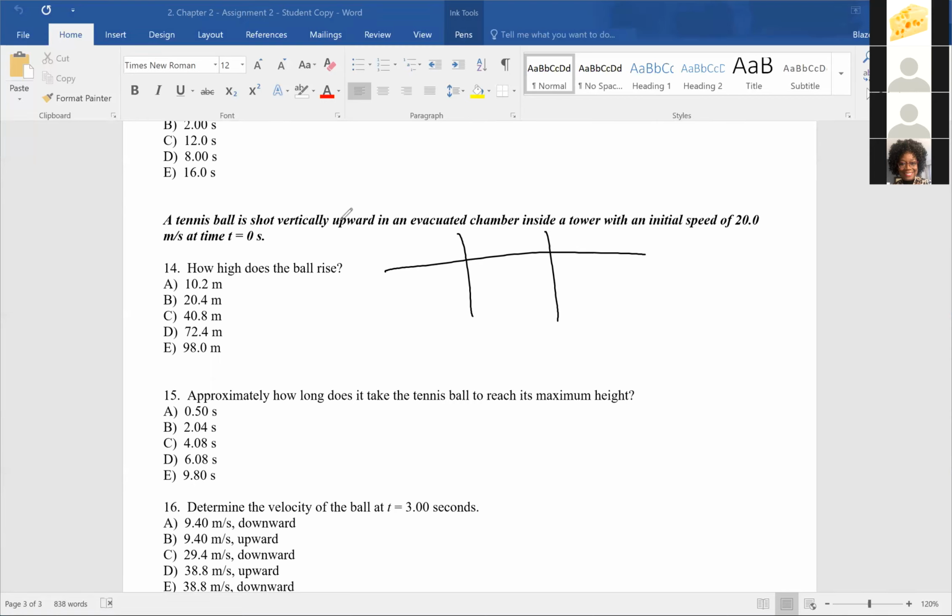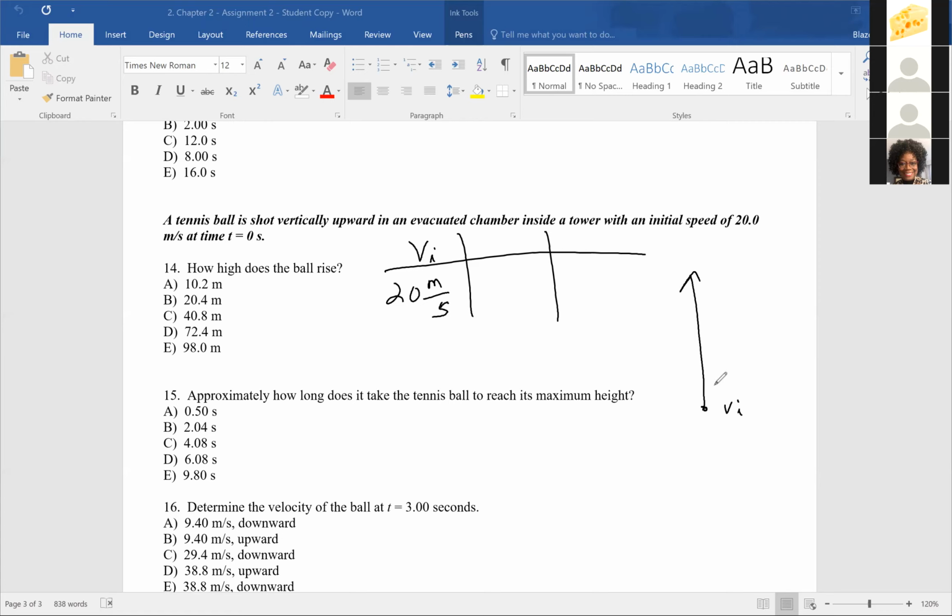A tennis ball is shot vertically upward in an evacuated chamber inside a tower with an initial speed of 20 meters per second. So the initial speed upward is 20 meters per second. Now, that's all they told us. At t equals 0, when it first starts out, it has initial speed that pushes it up like this. And it says, how high does the ball rise?